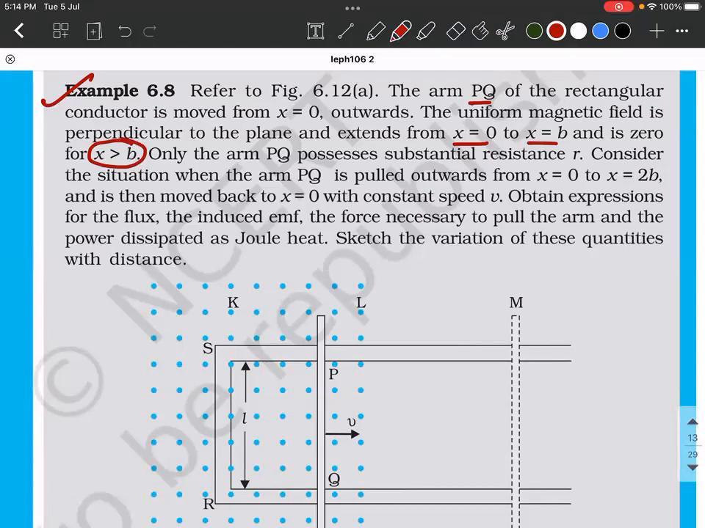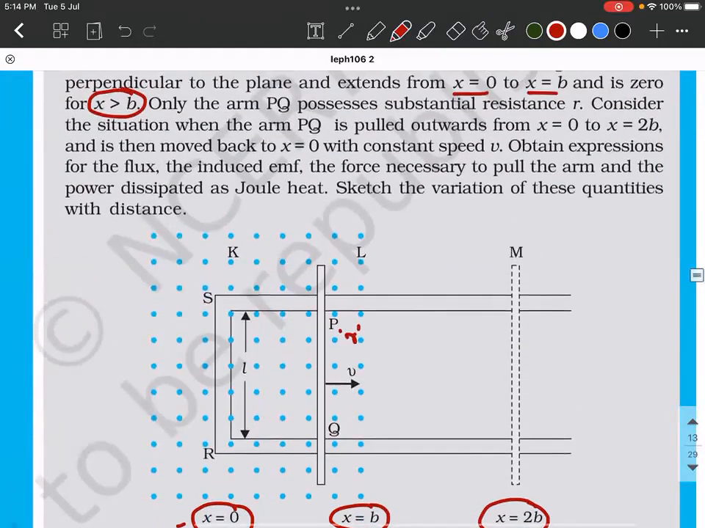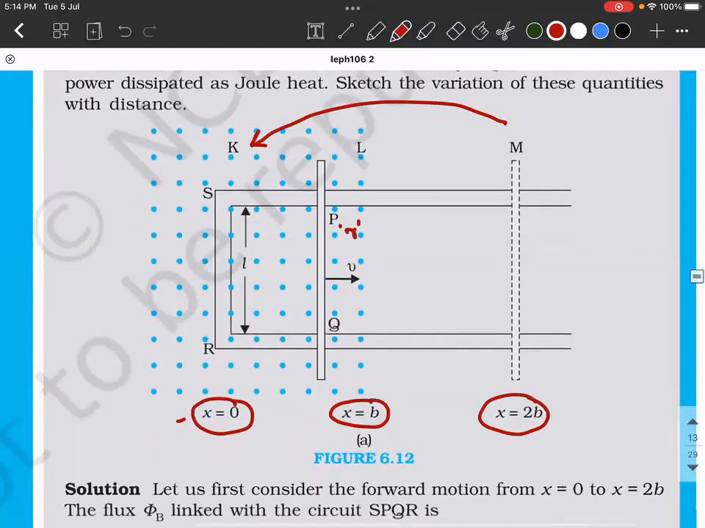Only the arm PQ possesses substantial resistance R. So PQ has a resistance of R. Consider the situation when the arm PQ is pulled outward from x equal to 0 to x equal to 2b, and is then moved back to 0. So it moves in a cyclic pattern. Are you able to understand till this point?